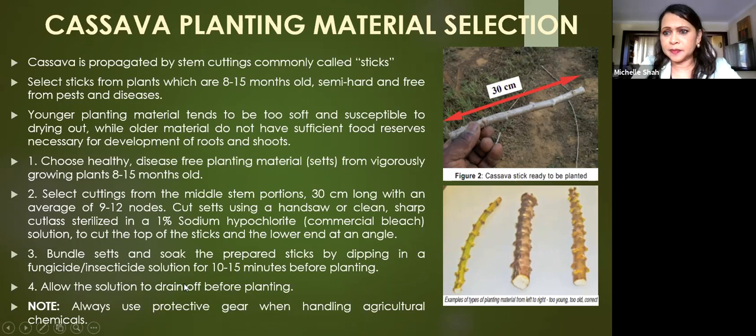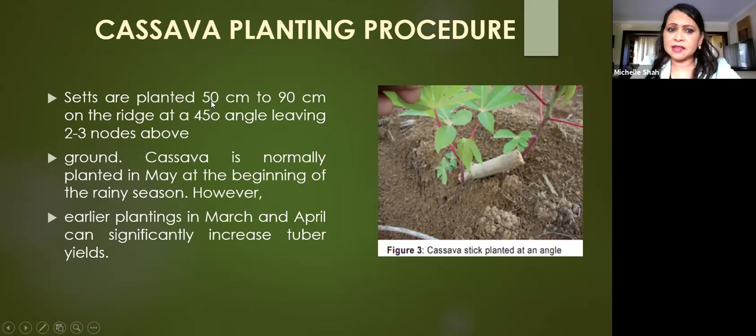Cassava planting procedure. You plant sets 50 centimeters to 90 centimeters apart on ridges at a 45 degree angle with 2 to 3 nodes above the soil. Cassava is normally planted in May or at the beginning of the rainy season. However, earlier plantings in March and April can significantly increase tuber yields. So now is an appropriate time for planting cassava, and the yields will be very enormous.